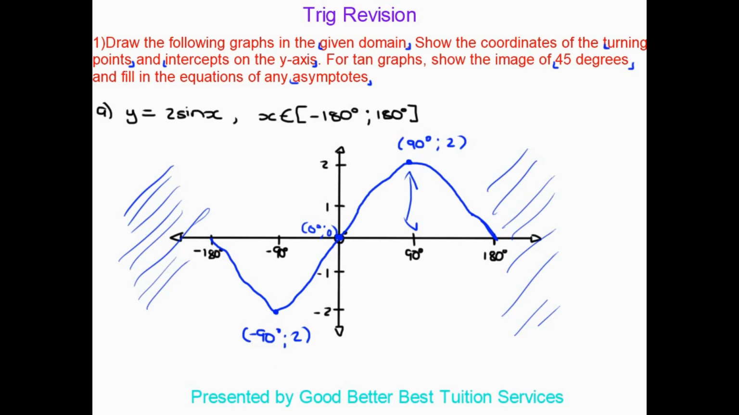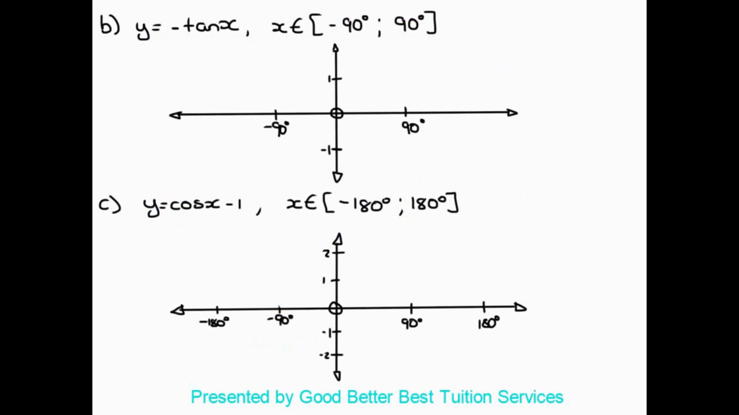Cool. Then moving on, we have here for B, it says y is equal to minus tan x, and the domain is x the element of minus 90 to positive 90. So you can see here once again I've drawn the Cartesian plane. We know that we have 2 asymptotes in this domain given to us at minus 90 and positive 90. That's the same for a normal tan graph, right?